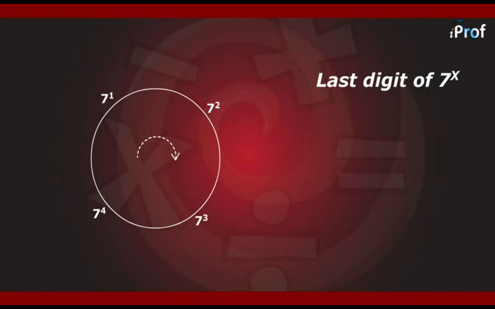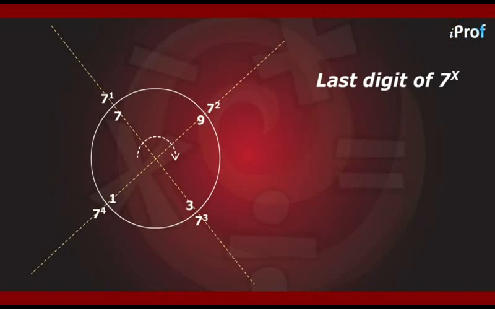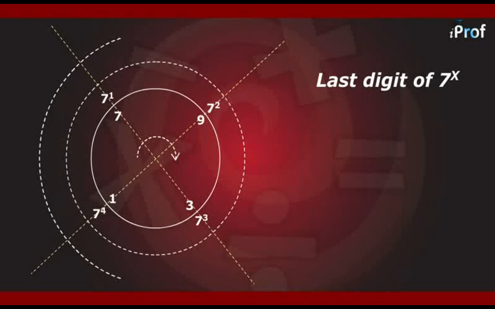Now the last digit of 7 raised to the power 1 is 7. The last digit of 7 raised to the power 2 is 9. The last digit of 7 raised to the power 3 is 3. And the last digit of 7 raised to the power 4 is 1. Now we draw two lines joining diagonally opposite numbers and extend them. Then we proceed again in a similar way as we did in the previous examples.